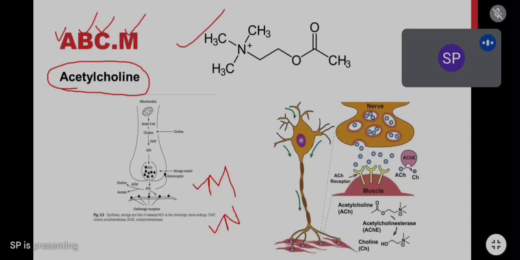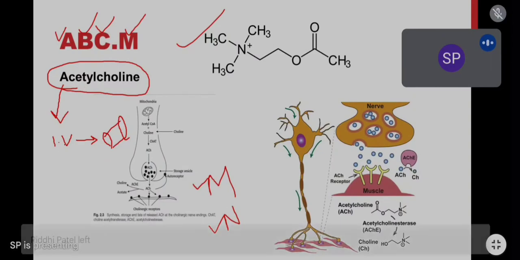This point is clear. Now you see, when acetylcholine is injected through IV, immediately acetylcholine will be metabolized by one enzyme which is called pseudocholinesterase or butyrylcholinesterase. In the last class, I explained what acetylcholinesterase is. We have one pseudocholinesterase and one true cholinesterase. In the blood plasma, we have pseudocholinesterase. If acetylcholine is given through IV, pseudocholinesterase will immediately metabolize it and its actions are not seen properly.